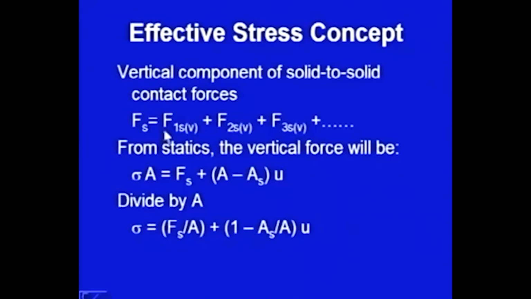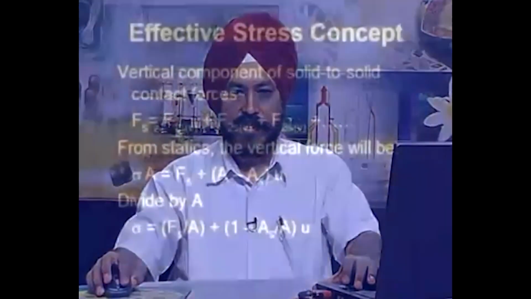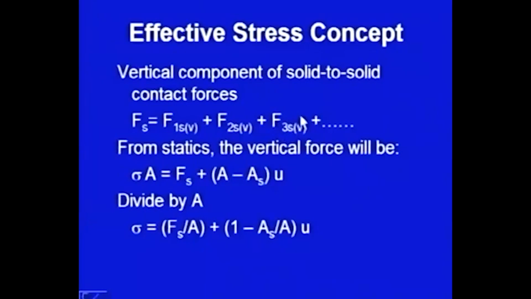Now, we can find out the vertical components of all those forces which I discussed. There are forces acting from grain to grain. Let us say those forces are F1s, F2s, F3s and so on. If we know their angles, we can find their vertical components. So, the vertical components are F1sv, F2sv, F3sv and so on. So, the total vertical component of solid to solid contact forces, Fs, will be equal to F1sv plus F2sv plus so on.